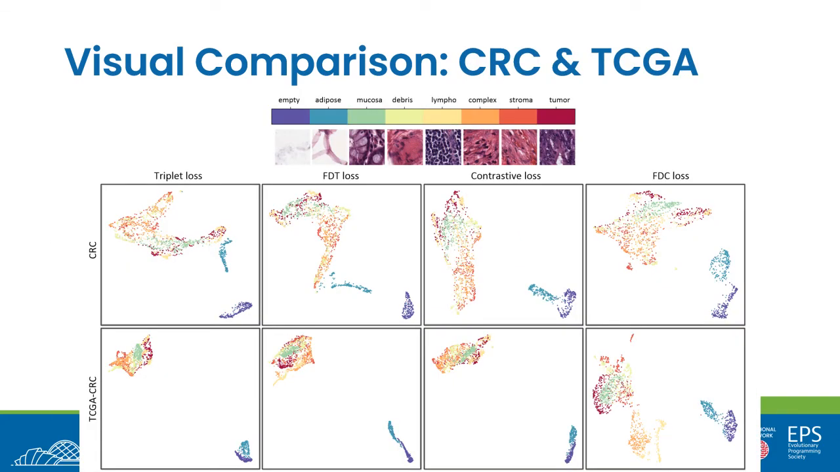Here, in one case we train the Siamese network only using the CRC dataset and we embed the CRC dataset again, or we train it by the TCGA dataset and we embed the CRC dataset in the second row. And as you can see, all the proposed loss functions work very well to separate these tissues, especially the tissues which are visually far away from the other tissues have been embedded far away in the embedded space, as expected.